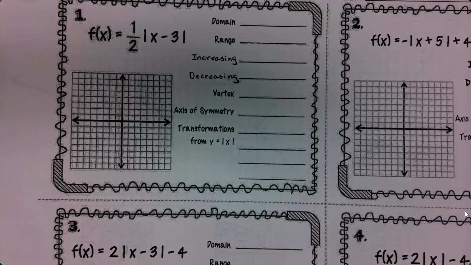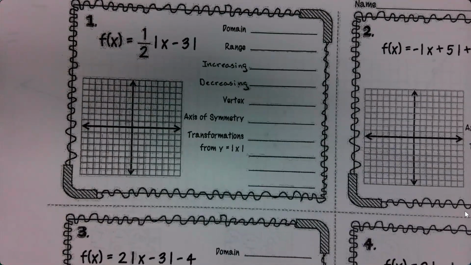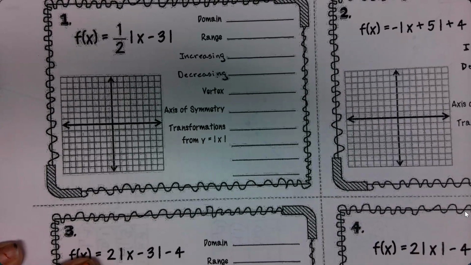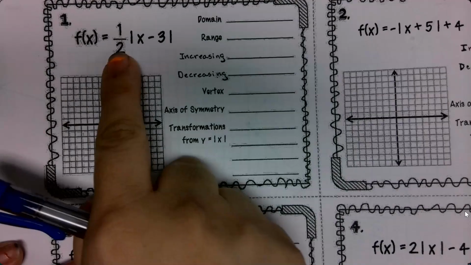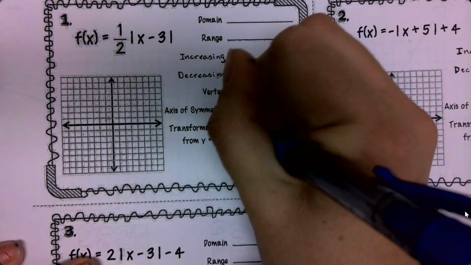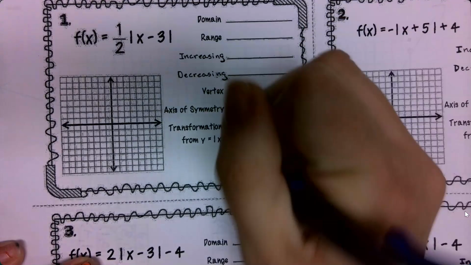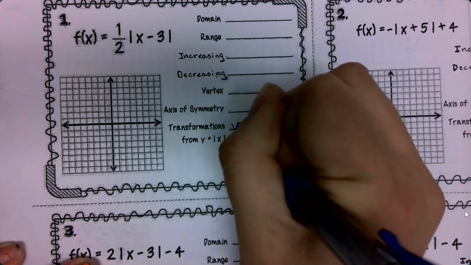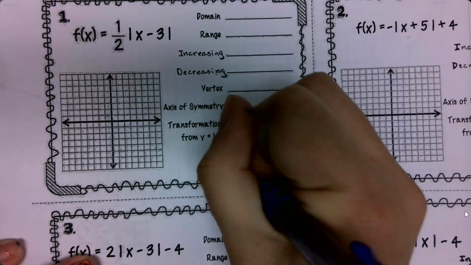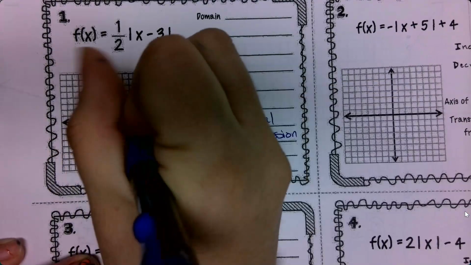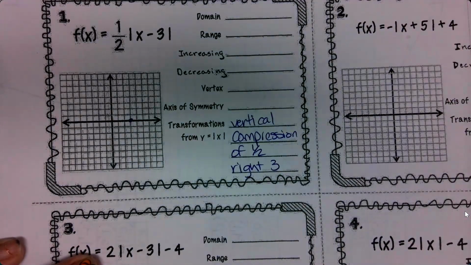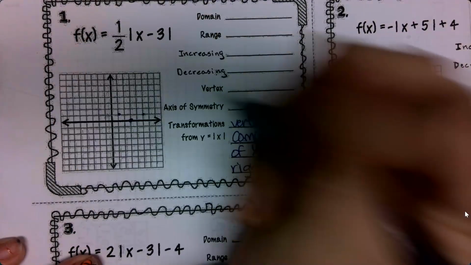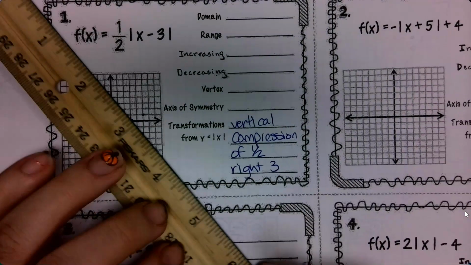Moving on, this one wants me to graph these and state their domain, range, where they're increasing, decreasing, my vertex and axis of symmetry, and my transformations. I am going to actually start off with my transformations. This 1/2 means it has a vertical shrink of 1/2, or a vertical compression. And the negative 3 means it's going right 3. So instead of starting at my origin, it's going to go over 3. And instead of having a slope of 1, it's going to have a slope of 1/2. So I'm going to go up 1 over 2 in both directions because this is an absolute value function, and they always look like these.